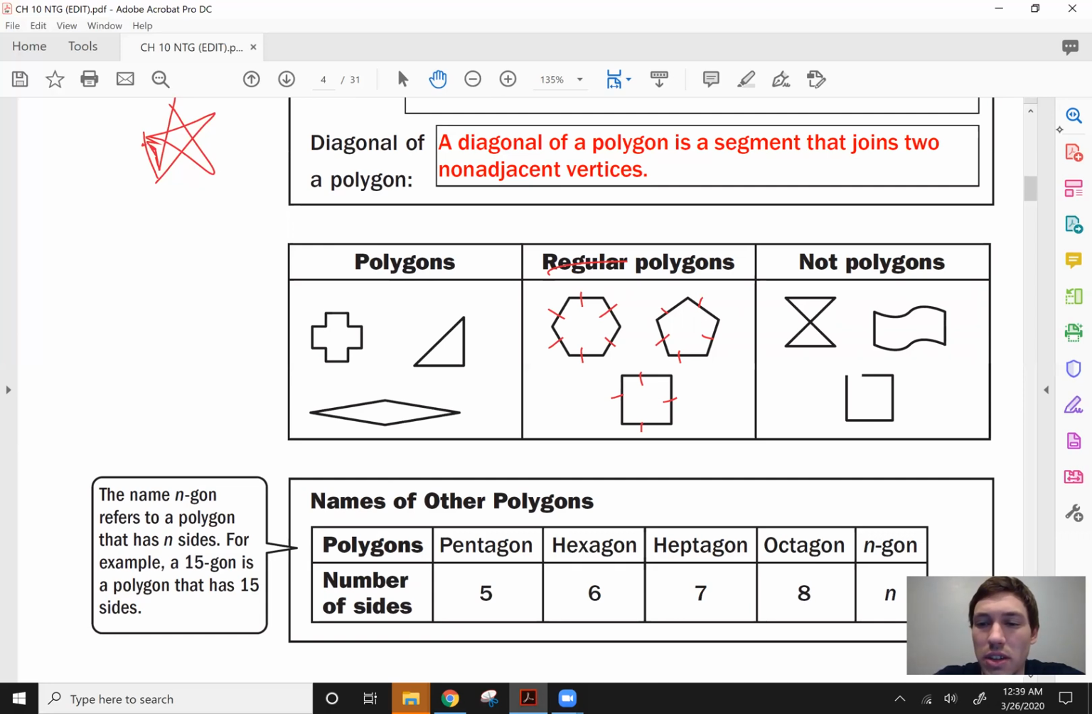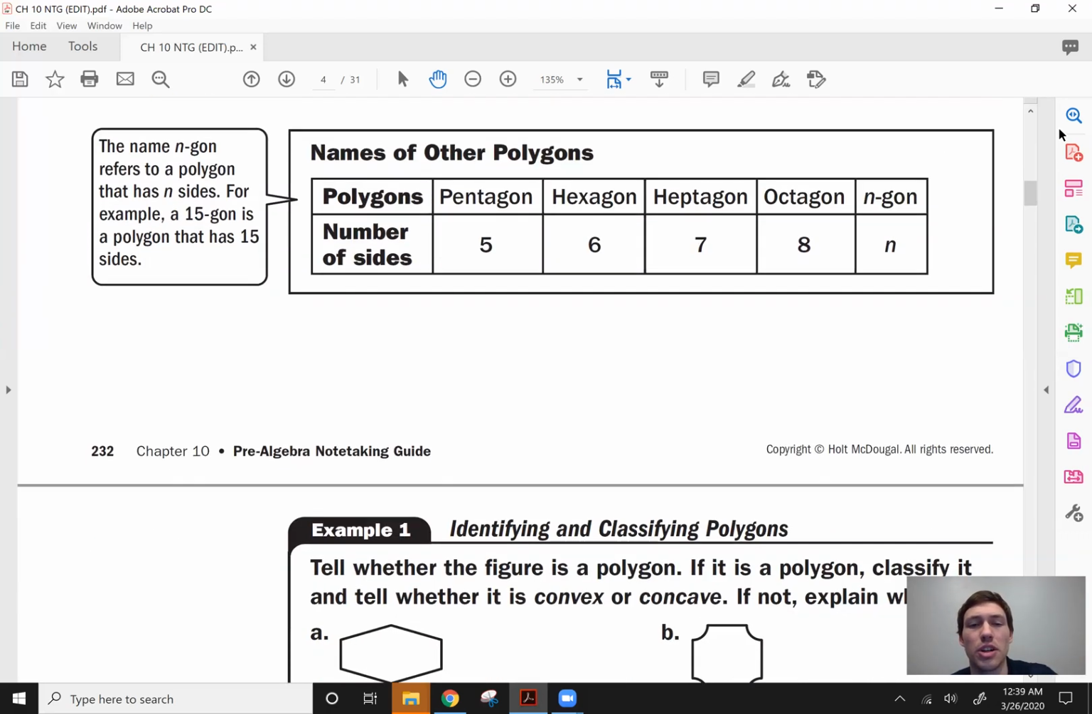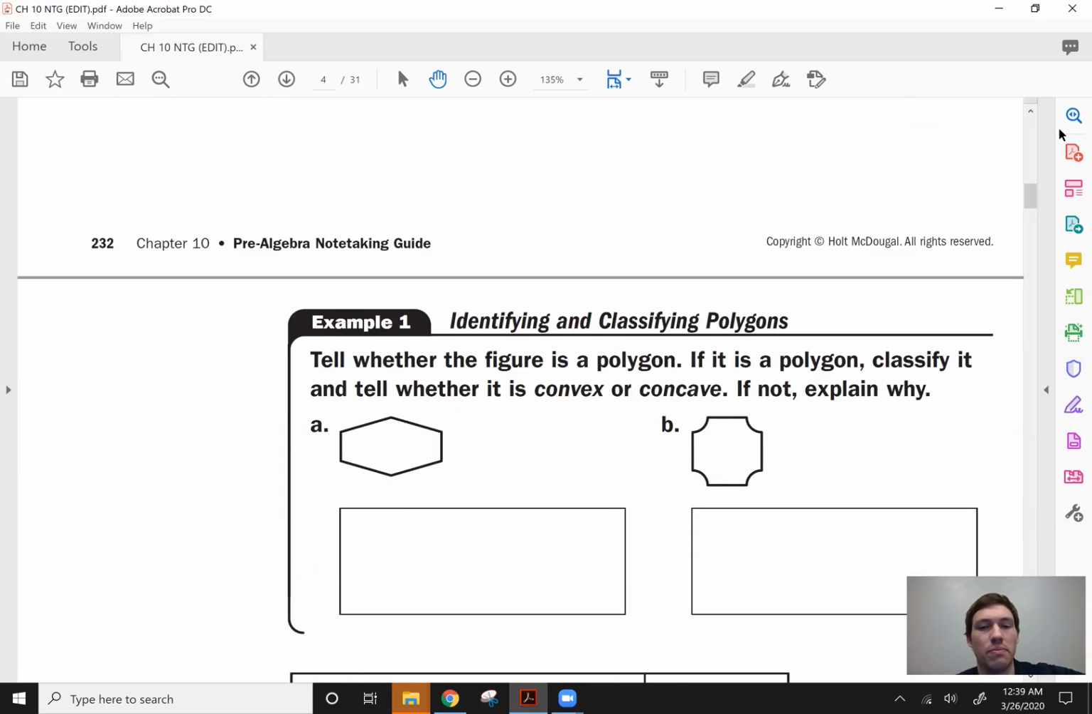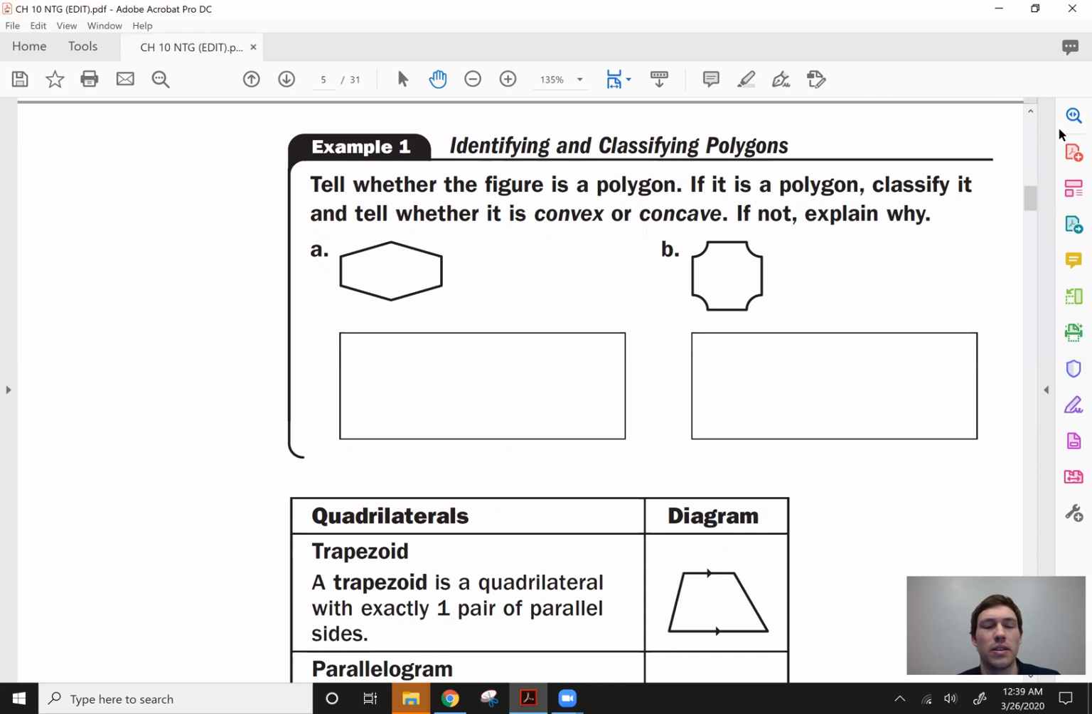Not polygons is if there's an intersection point, if there's anything but straight segments, or if they're not connected. Those would be the reasons why they're not polygons. Now, you've probably heard of these before. Pentagon, 5-sided, hexagon, 6, heptagon, 7, octagon, 8, and then anything above that, we call it an n-gon. In other words, if it has 9 sides, you call it a 9-gon. If it has 10 sides, a 10-gon. 11 sides, 11-gon, etc.